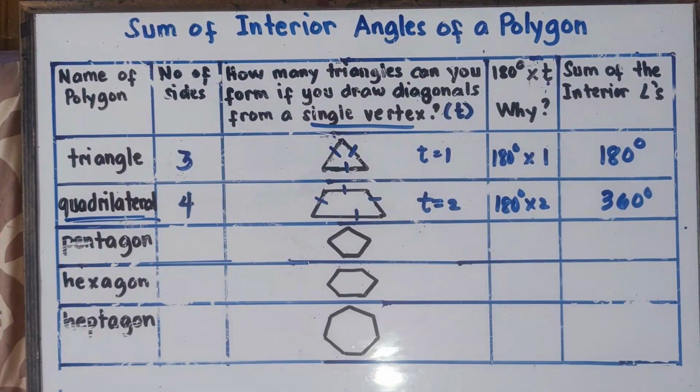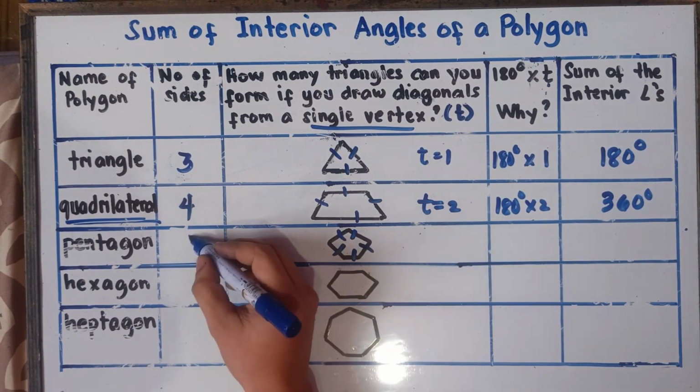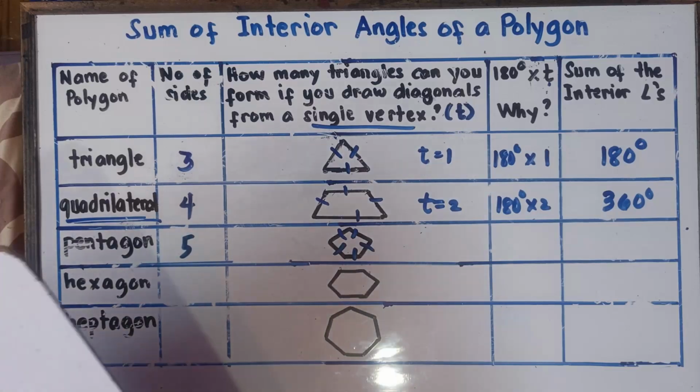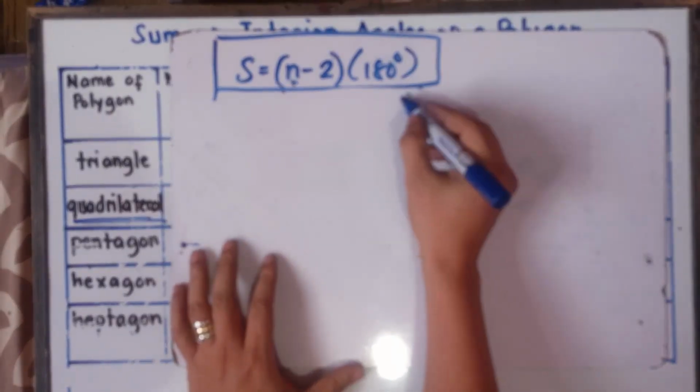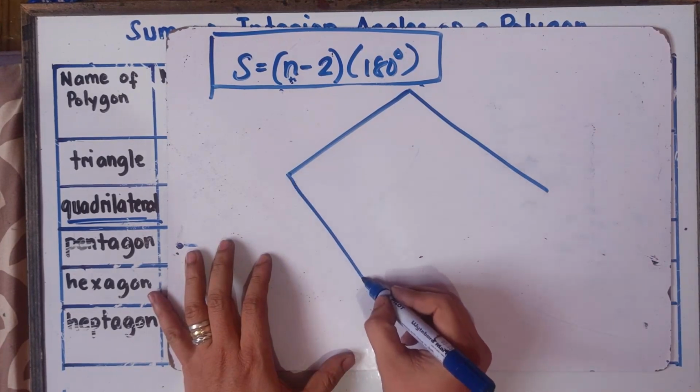Alright, so let's have pentagon. How many sides? Yep, there will be 5 sides. 1, 2, 3, 4, 5. 5 sides. How many triangles can we form? Alright, let's do that. So let's draw a pentagon. Alright, how many triangles can we form?